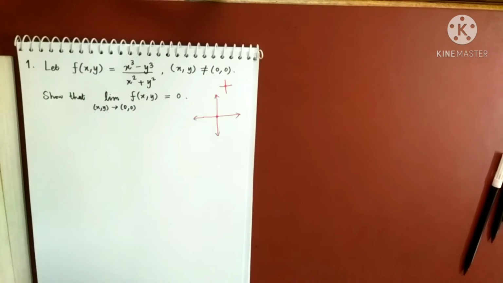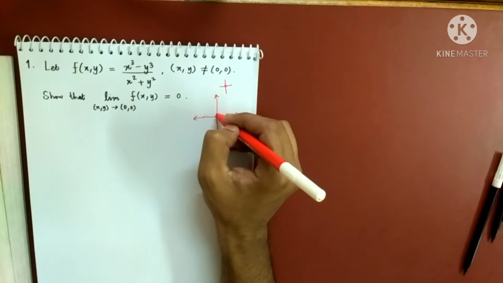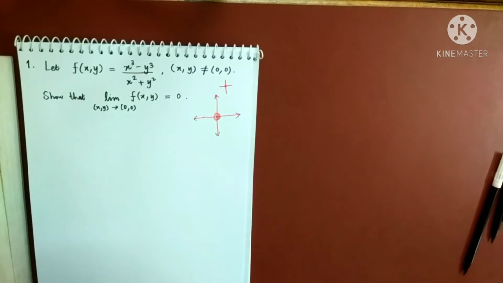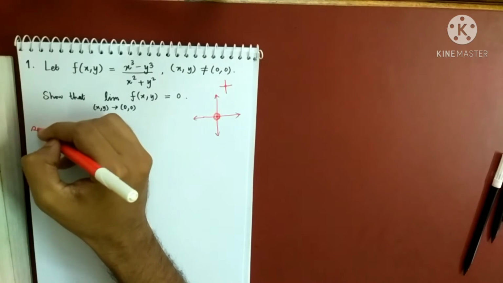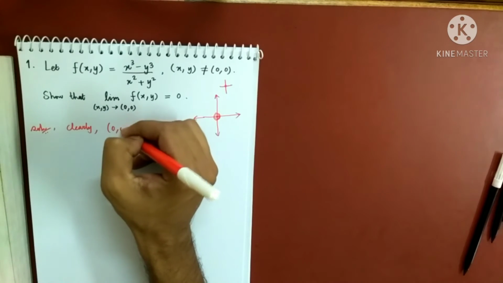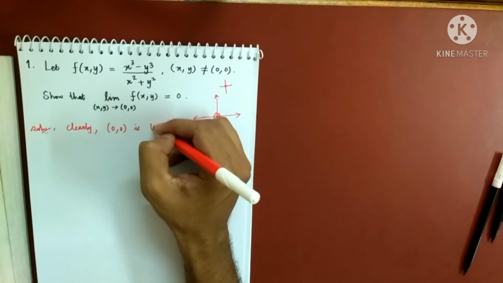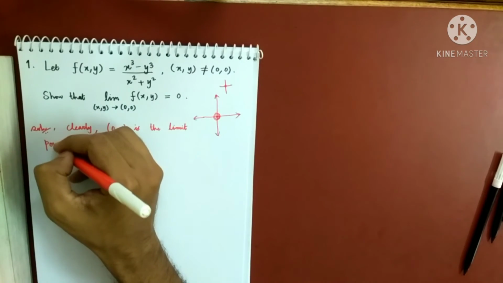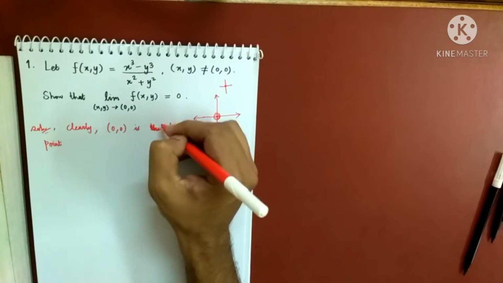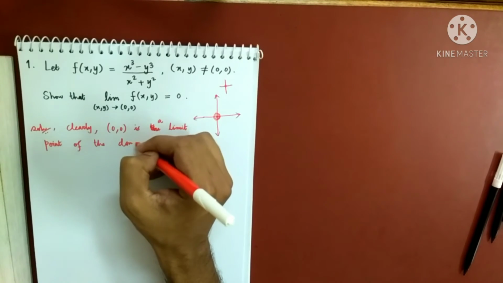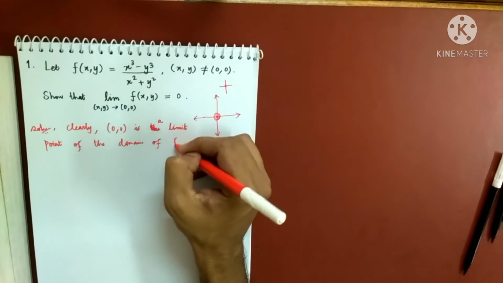Definitely that is the limit point in that case. Why? Because you take any deleted neighborhood of (0, 0), that is definitely going to intersect R². Right? That is very simple to observe. So, how will I start? Clearly (0, 0) is a limit point of the domain of f.